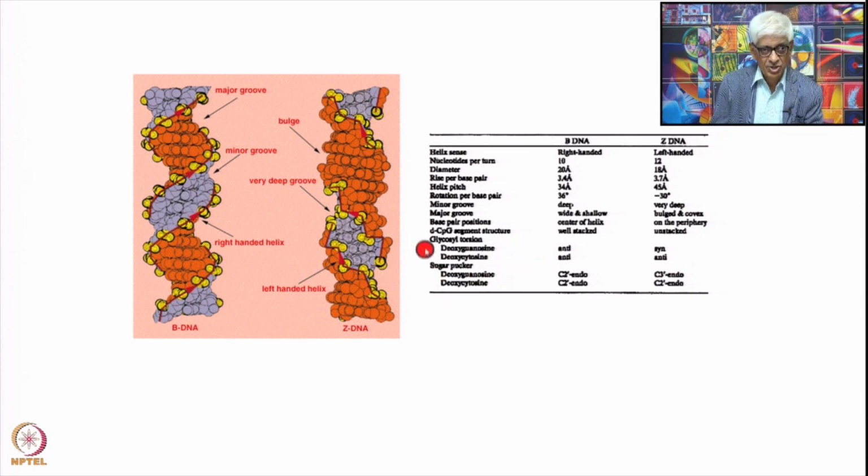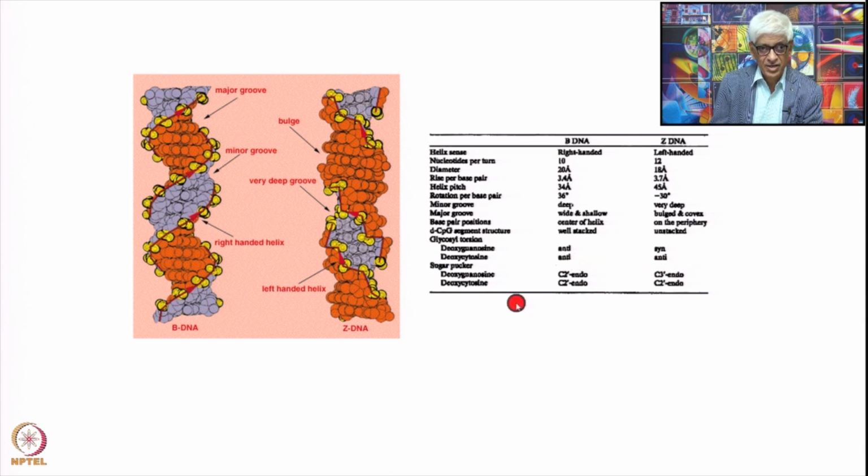And then I also mentioned last time that in the case of B-DNA it is a monomer which is the repeating unit, whereas in the Z-DNA it is the dimer which is the repeating unit, and that is why these are given separately here. For the B-DNA there is one kind of glycosidic torsion, whereas for the Z-DNA two kinds of torsion angles are indicated here, syn and anti. One of the nucleotides, the guanine nucleotide, has the syn conformation, whereas the cytidine nucleotide has the anti conformation.